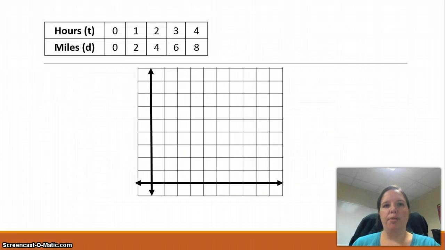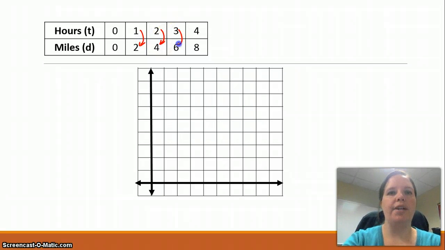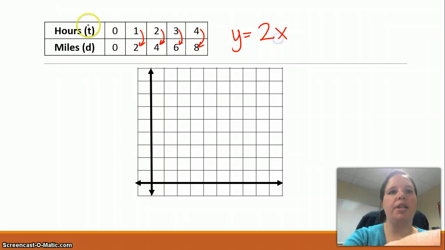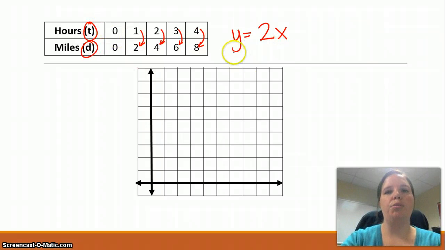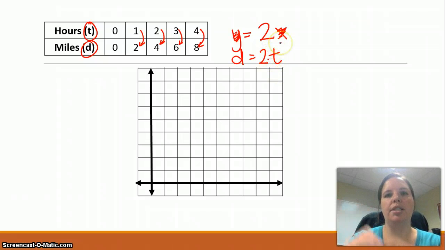So we have our table. Our equation is how do we go from the x values to the y values. So in this case, I'm writing y equals 2x, but I'm trying to use these different letters here, and we'll see why in a second. I'm just going to go ahead and replace those. So instead of y, we have d. Instead of x, we have t. So d equals 2 times t.